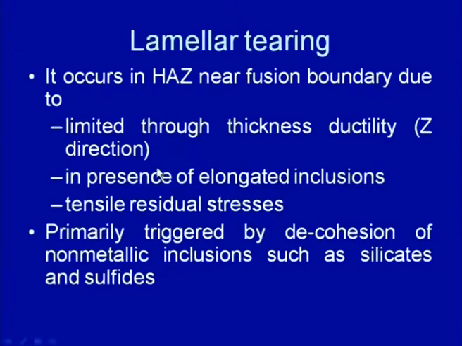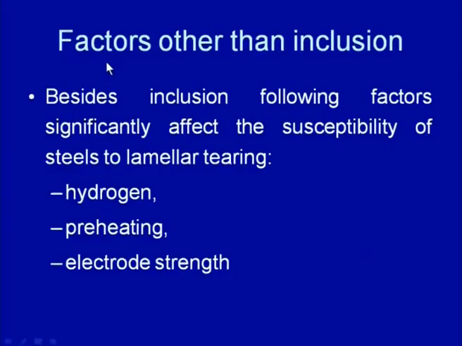So, as far as the development is concerned, it is the limited through thickness ductility and the presence of inclusions and the development of tensile stresses that lead to the lamellar tearing, and it is primarily triggered by the decohesion of these non-metallic inclusions. Apart from those three factors, the presence of hydrogen, preheating and electrode strength affect the susceptibility to the lamellar tearing, because hydrogen assists in development of the cracks.